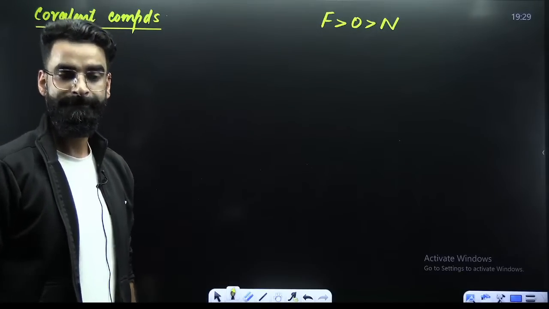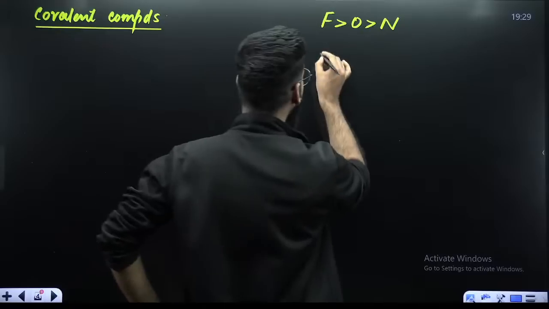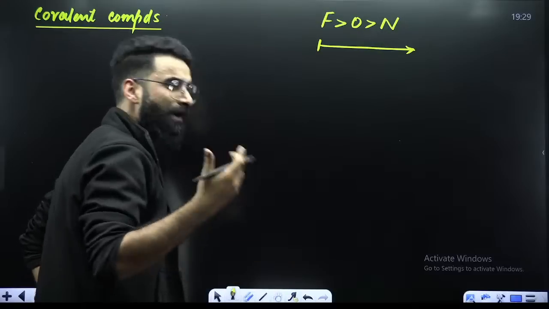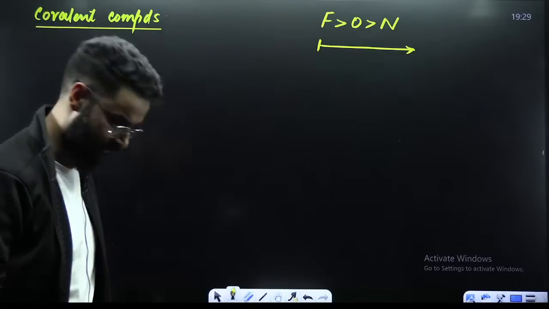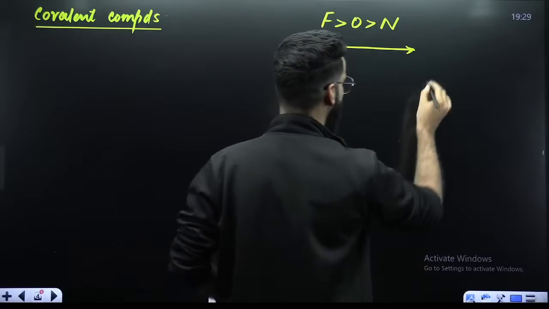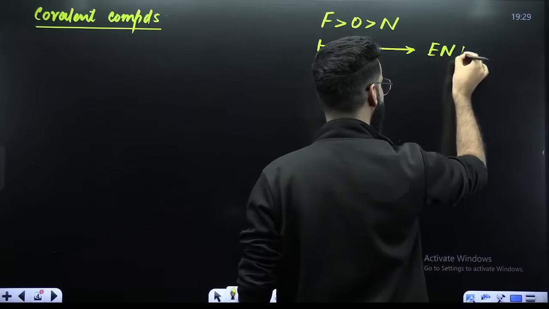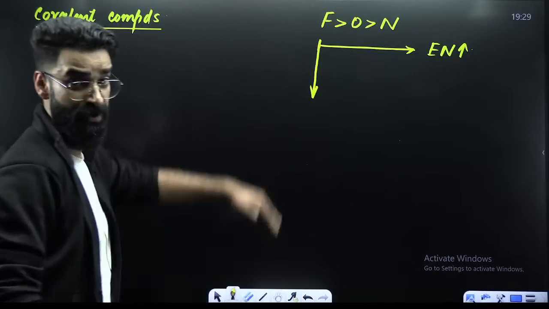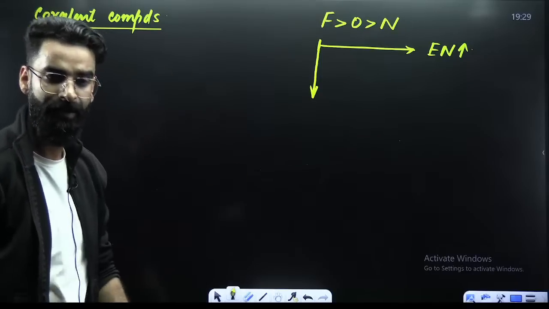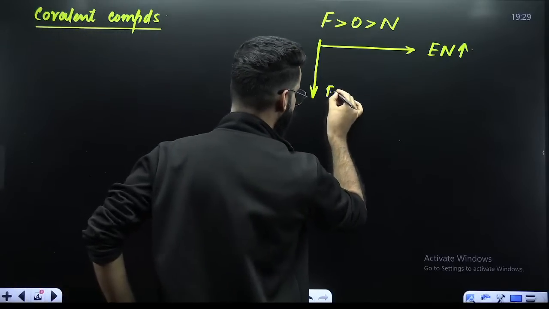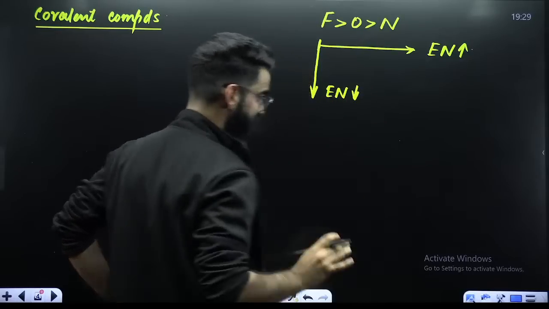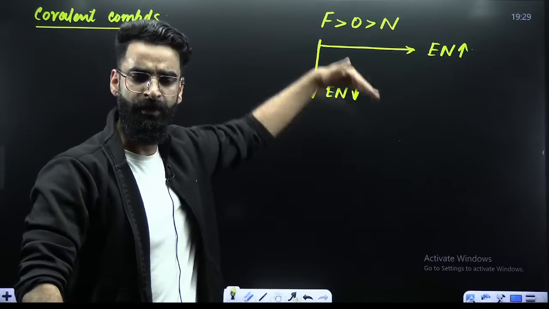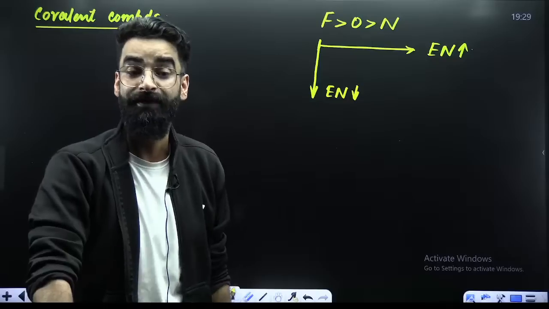If I ask you one more thing, on moving from left to right in the periodic table, what generally happens to electronegativity? You'll say generally electronegativity increases. Similarly, on moving from top to the bottom in the periodic table, what happens to electronegativity generally? Electronegativity generally decreases. This is something which you all must be knowing.